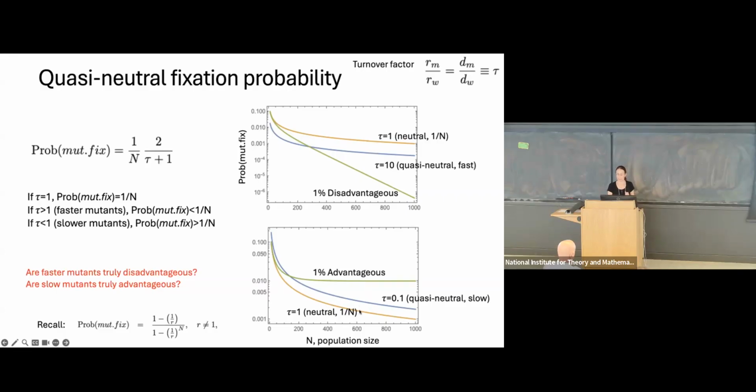And let's look at slow mutants. Again, this is 1 over n. Slow quasi-neutral mutants have a factor that is greater than 1, so this is the blue line, it's higher. But truly advantageous mutants have a horizontal asymptote. If you're truly advantageous, your probability of fixation becomes constant as a function of population size. So they don't do that, and they remain quasi-neutral.